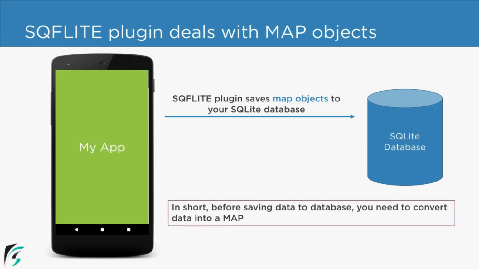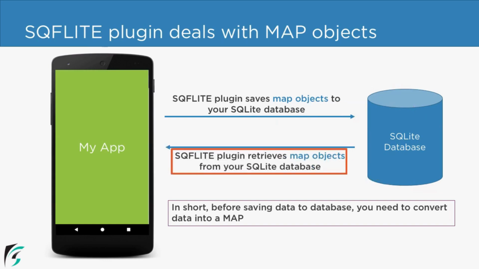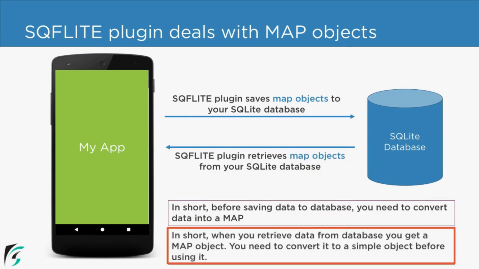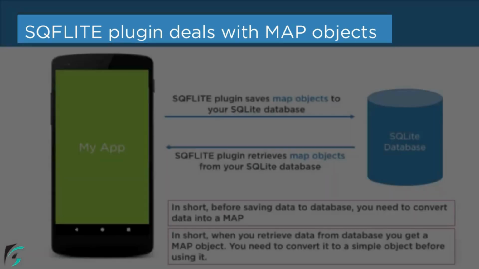And now, how to retrieve data from the SQLite database in your application? Again, this plugin retrieves only map objects from your SQLite database, which means when you retrieve data from the database, you get a map object, and then you need to convert that map object into a simple object before using it in your application. To conclude, always remember the SQFlite plugin deals with only map objects.